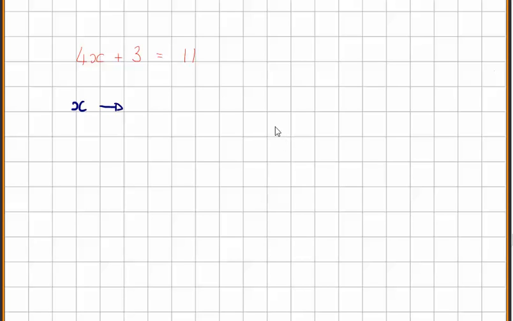11 take away 3. Hang on, you're going the other way here. What would you do if I didn't tell you 11, I just said 4x plus 3? If I said x is 8, what would you do first to work out the value? 4 times 8. So you do this bit first, wouldn't you? What does 4x mean? 4 times x. So the first thing you would do is times by 4. That's the first thing you would do, Leah. You with us? Yeah? Good.